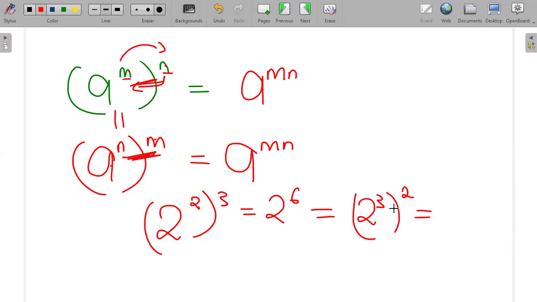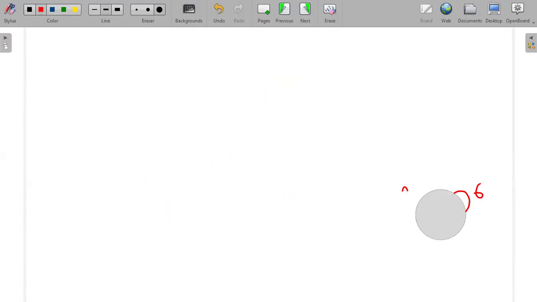Because when I multiply again the powers, it's still 2 to the power 6, like that. Okay, so it's the same. So that's another rule that you should take note of. You are going to be using it as we are simplifying some of those things.